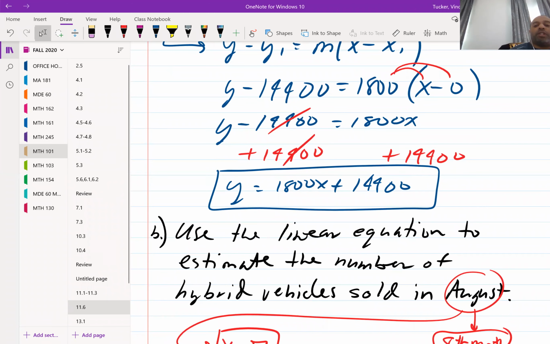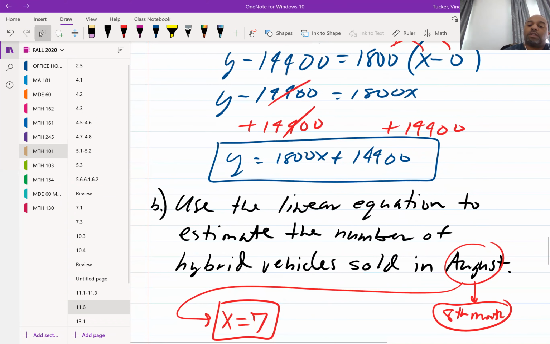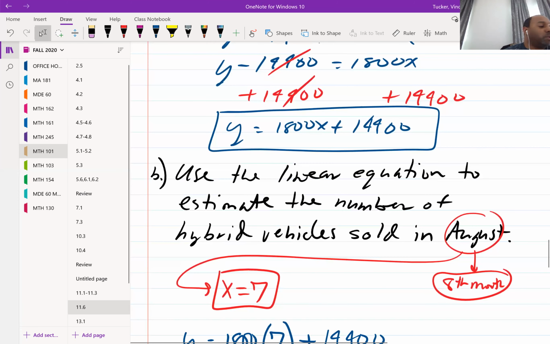So in B, it says use the linear equation to estimate the number of hybrid vehicles sold in August. If we're looking at August, remember that's our 8th month of the year, but January starts with 0. So you're talking about 0, 1, 2, 3, and so on: January, February, March. That means August is actually going to be 7 for us.